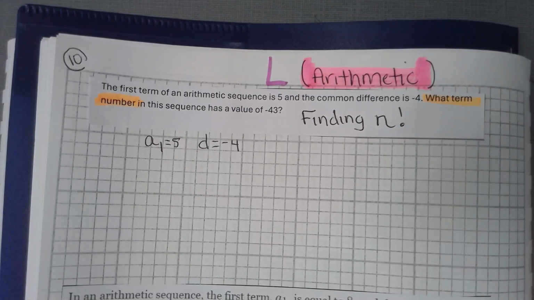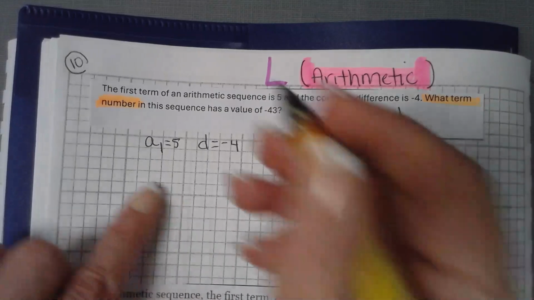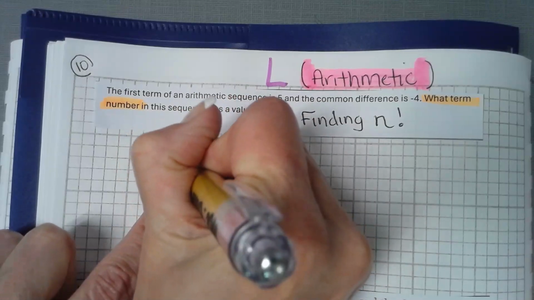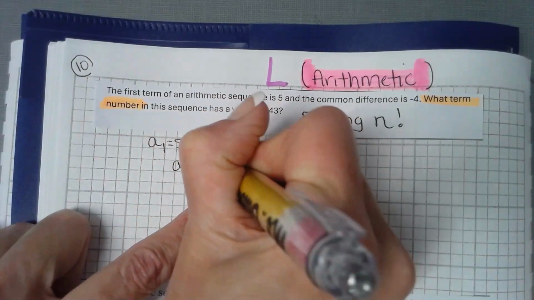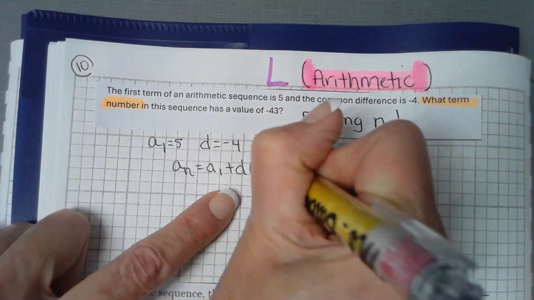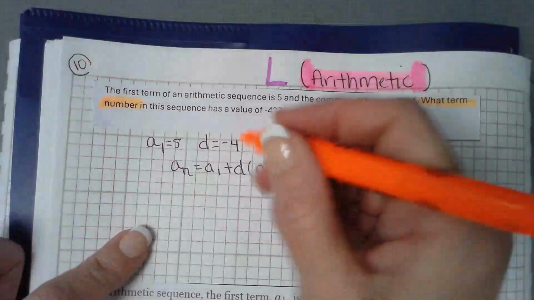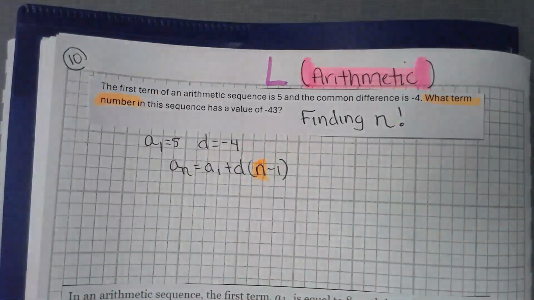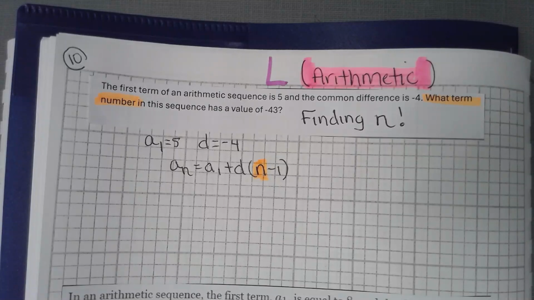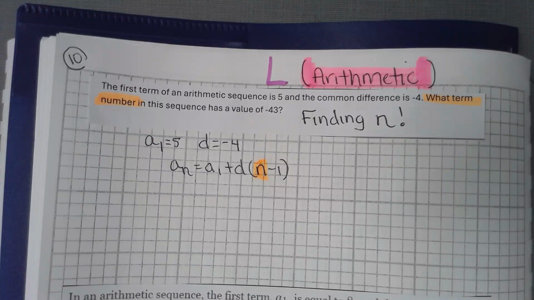Okay? So, I'm going to write my formula. It's arithmetic, so a sub n equals a sub 1 plus d parentheses n minus 1. And if we want to find n, that means I've got to have a number to put in place of all the variables here, so that n is the only one left. Okay, what's going to go in the place of a sub 1? 5. What's going to go in the place of d? -4.